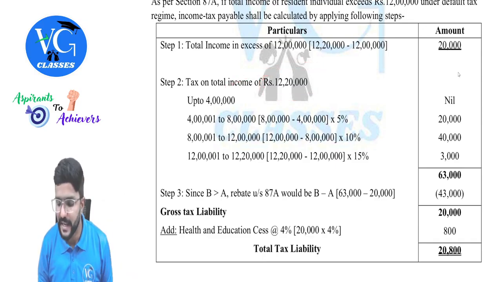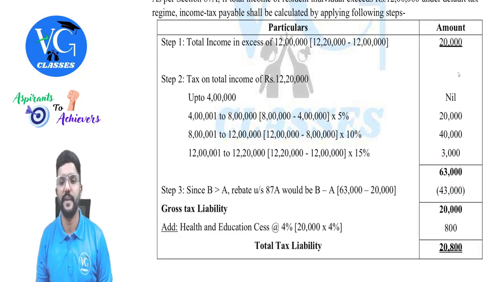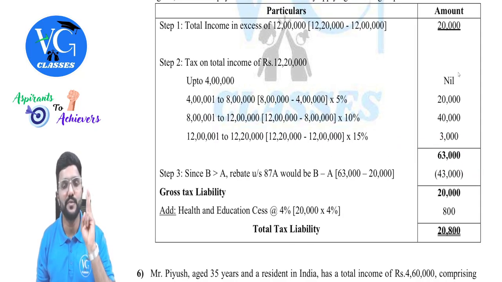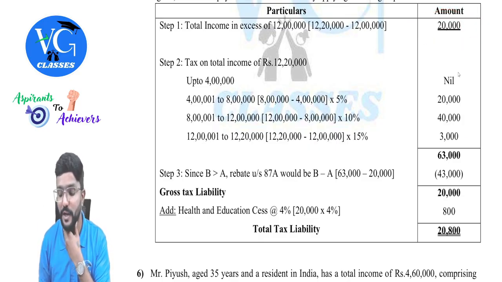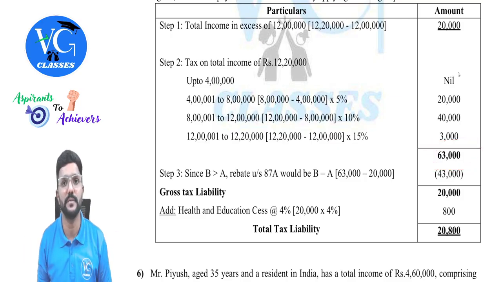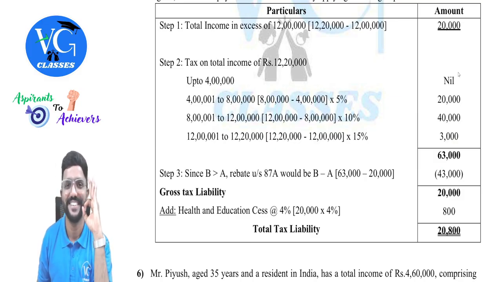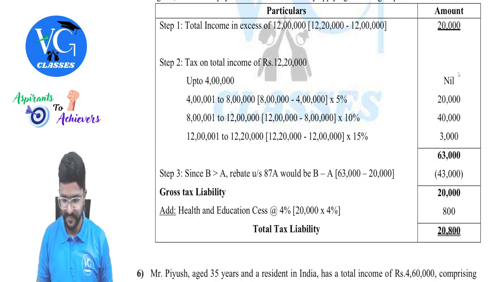I need not explain the calculation again, so straight away I will go to the figure 63,000. Just for a 20,000 increase in income beyond 12 lakh, tax liability is going up by how much? 63,000. Because if his total income is exactly 12 lakh, what is the tax liability? Zero. Correct?